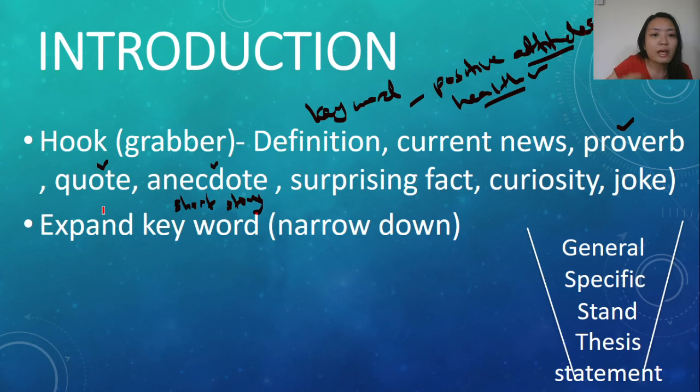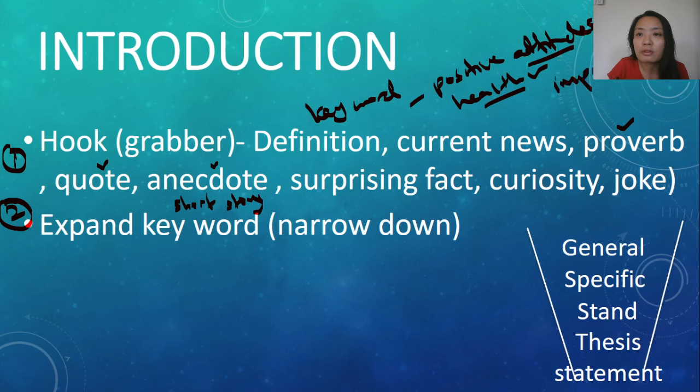And then after that, expand that keyword. So if let's say you were talking about positive attitudes and health, this will be your first line. Then your second line, expand the keyword from that sentence itself. So you have here talking about positive attitudes and how health is important. Let's say, for example, your first line, you say important. Then take the word important and narrow it down to why is it important.